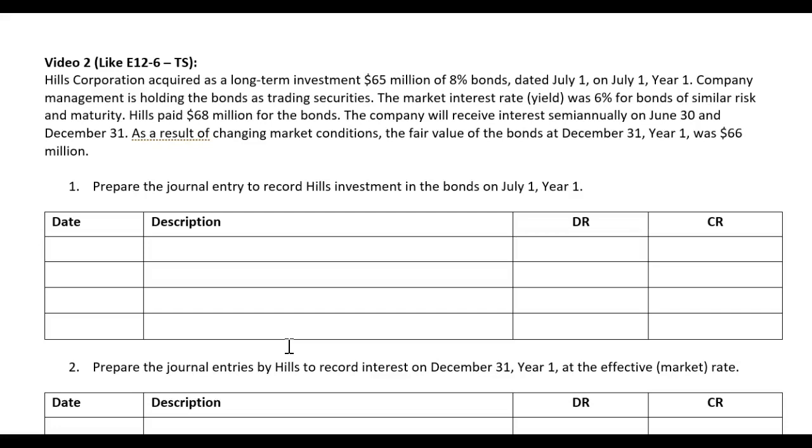In our last video, we looked at bonds that were held to maturity. Now, let's take an example and look at how we would treat a bond investment if we were holding it as a trading security, which means we're simply holding it for short-term fluctuation in price.